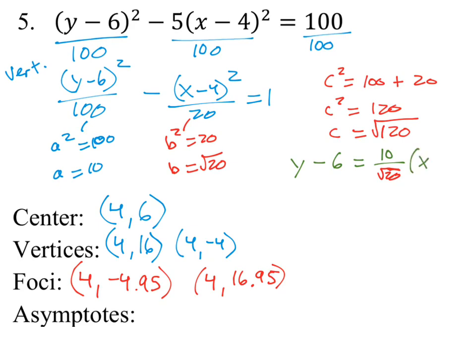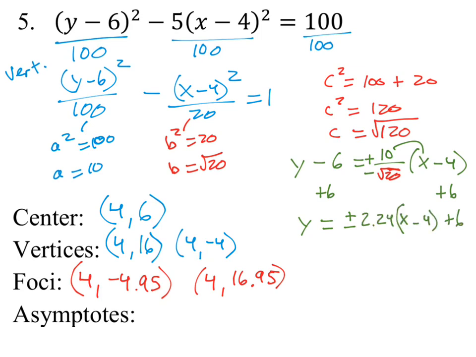In front of x minus 4. And so from here, this is a matter of simplifying. We're going to add 6. Let's get a decimal approximation for this and then distribute it in. And we'll get y, and it's plus or minus, by the way. Y equals plus or minus something. Go ahead and plug in 10 divided by square root of 20 and then distribute it in.